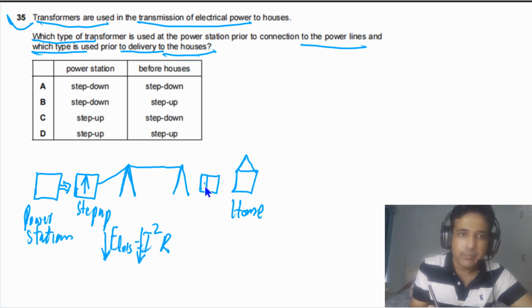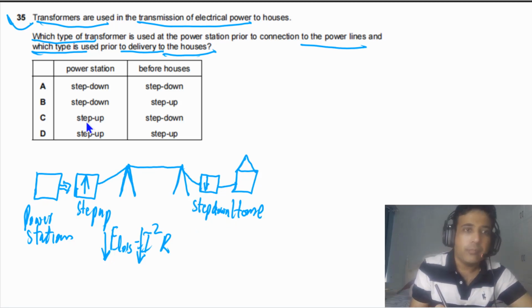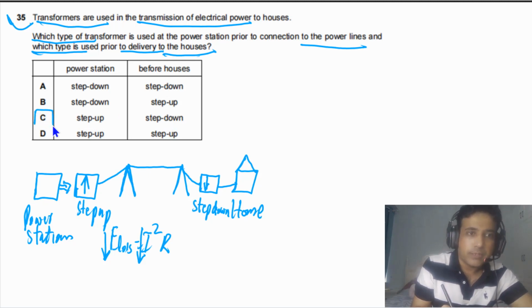Because for our home use, we need very low voltage. So this one has to be a step down transformer. Because appliances in the home don't need very high voltage, so we have to reduce it. Power station, step up. Before house, step down. So this one is the right answer. So the answer for this one is C.